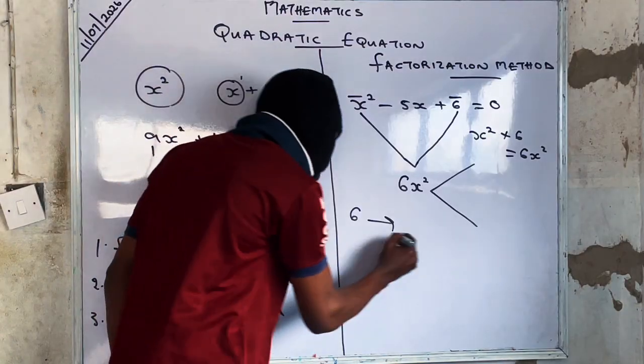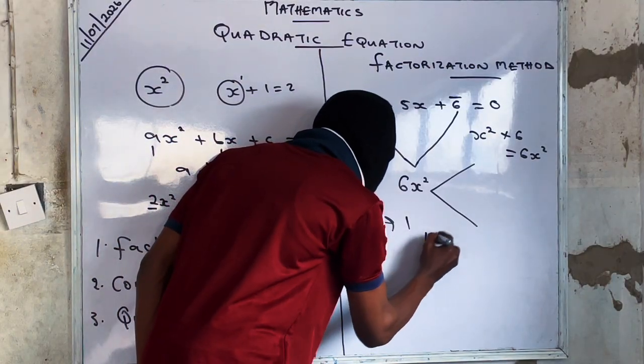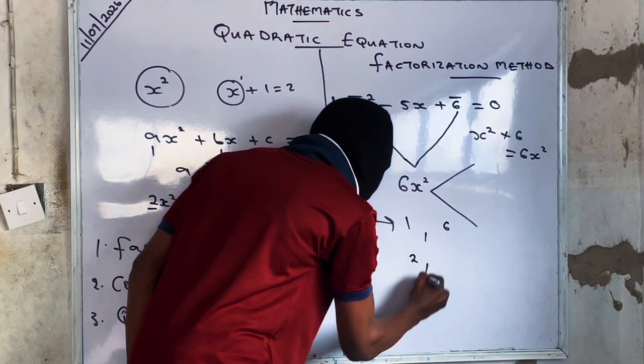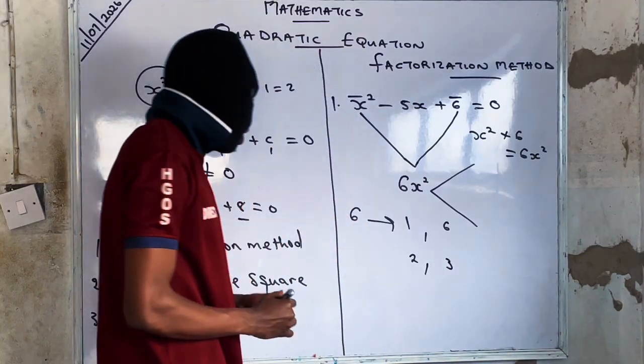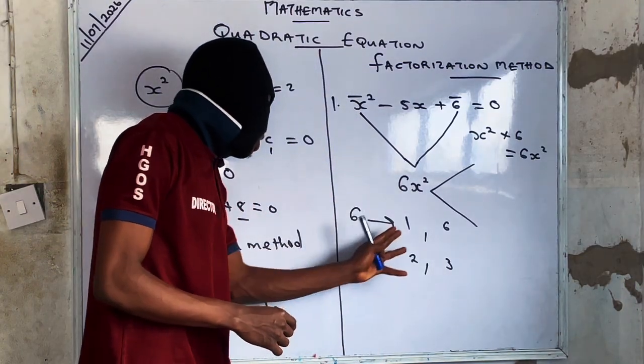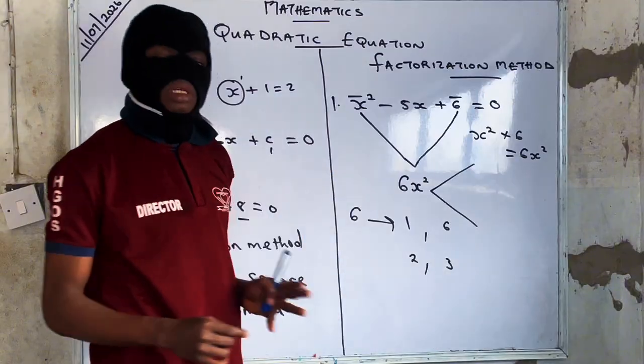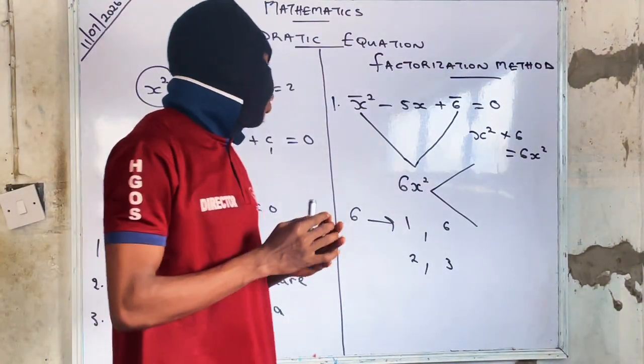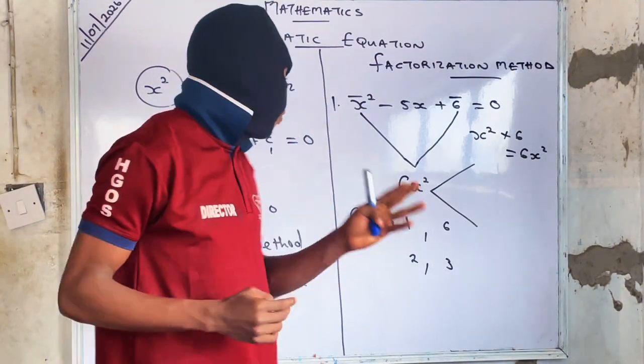Factors of 6, you have 1 and 6, and you have your 2 and what? 2 and 3. 1 times 6 will give you 6. 2 times 3 will give you 6. Remember I told you we are looking for 2 factors of 6.